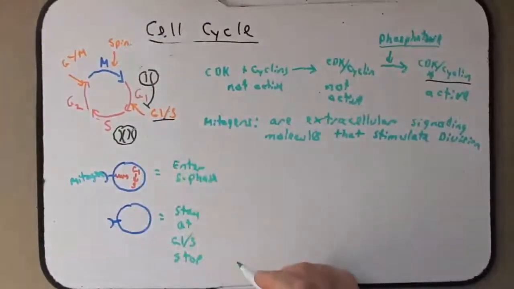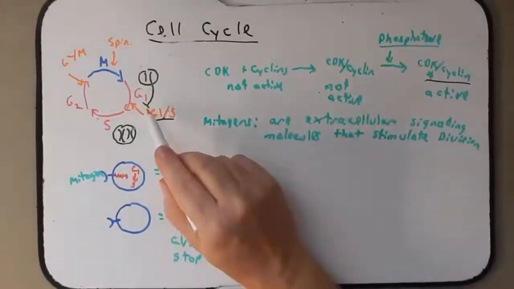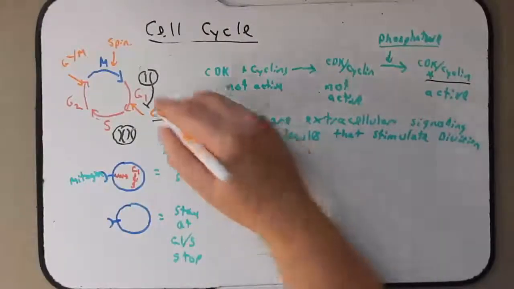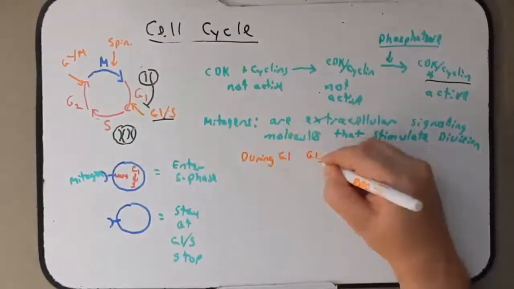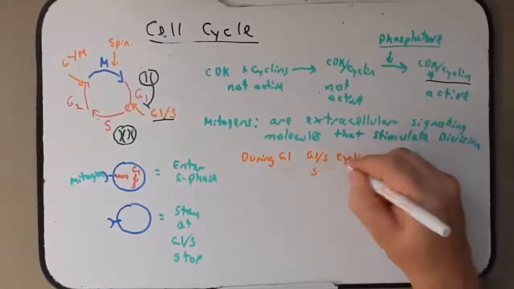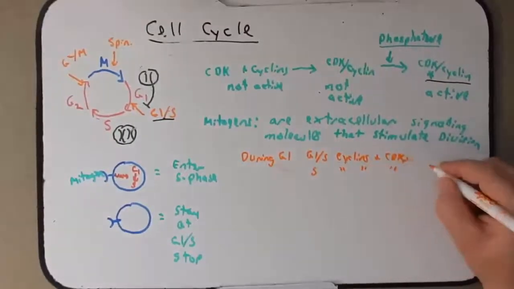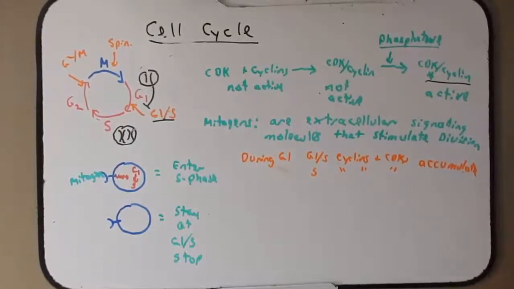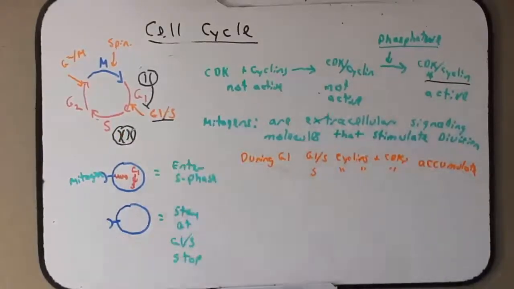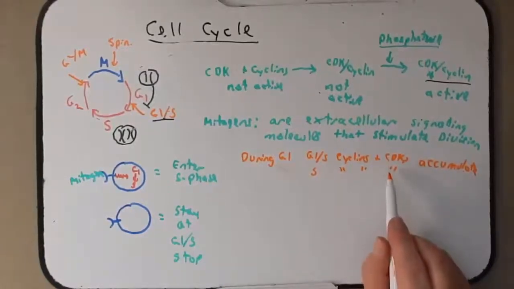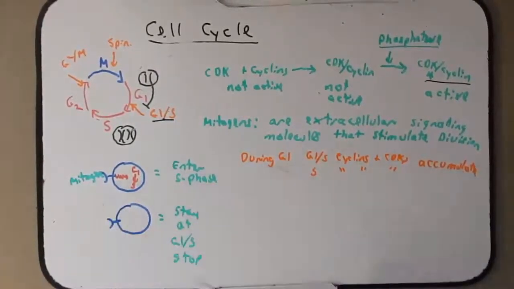But how does that drive the cell cycle? How does it push it forward? To help this switch occur in a more rapid way, before the mitogen binds and during G1, G1S cyclins and CDKs, as well as S cyclins and CDKs, will accumulate. They're not active yet, but they will accumulate. And as they accumulate, they'll be poised so that they can rapidly jump into the S phase once that mitogen binds. So let's talk a little bit more about what the cyclin CDK is going to do to activate cell division once the mitogen binds.